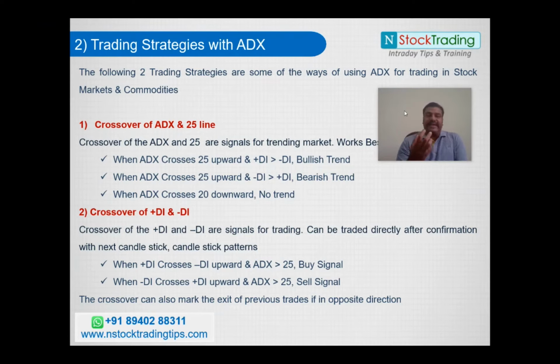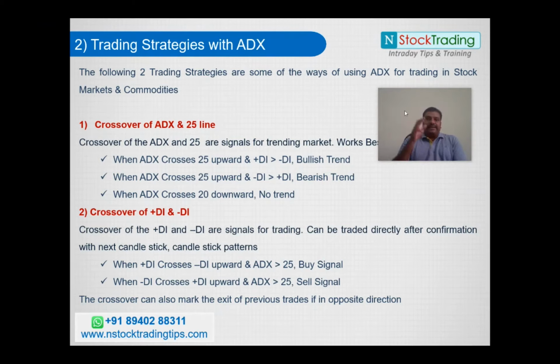When the plus DI crosses minus DI, that is, the red line is crossed by the green line upward, and the ADX is more than 25, it is a buy signal here. In the previous strategy, we understood the trend only. Here, that is a buy signal. And similarly, when the minus DI crosses the plus DI upwards, which means the red goes on top of the green, there is a crossover, and the ADX is more than 25, there is a sell signal.